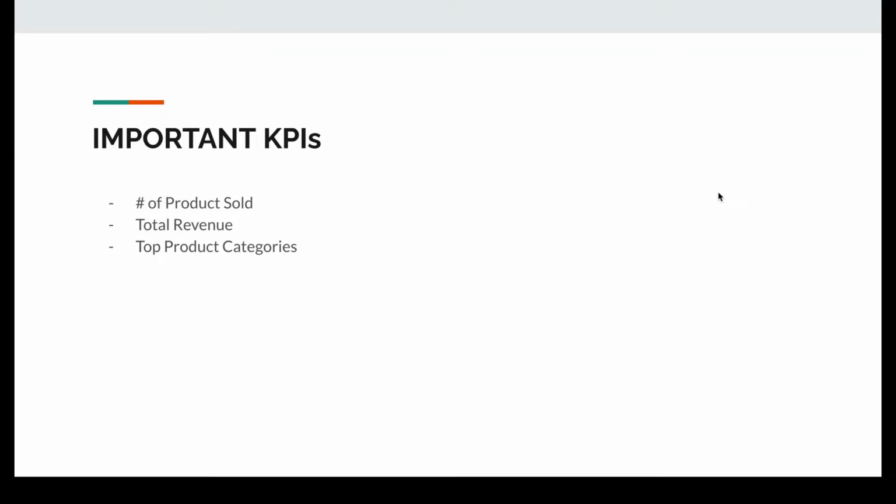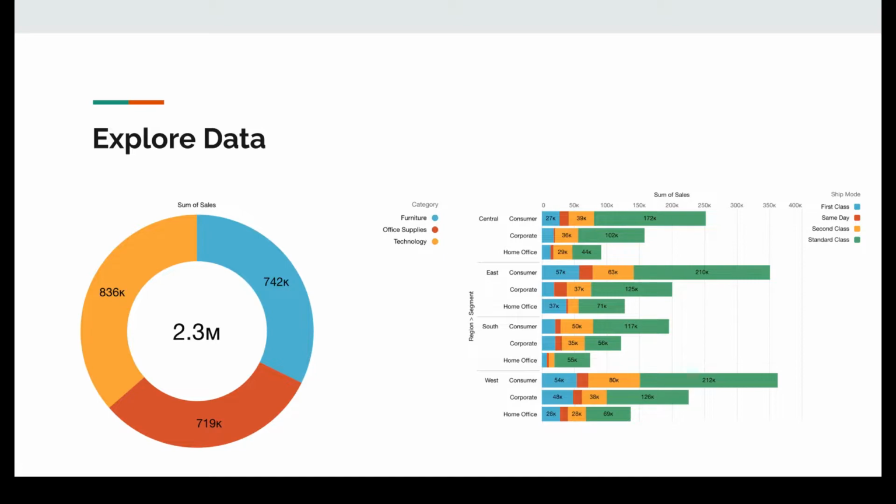So here's what you're going to see today. First, we'll start with important KPIs. So we'll look at the data sets and we'll identify how many products were sold. We'll identify what is the total revenue and we will identify the top product categories. Once we do that, we are going to start exploring data.